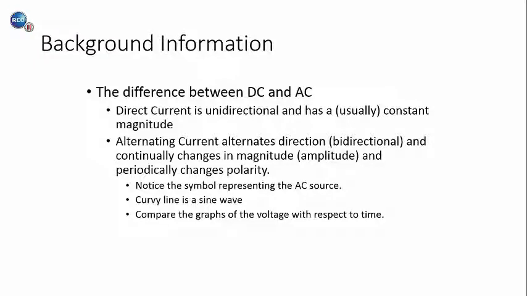Alternating current, on the other hand, alternates directions. It is bidirectional, and it continually changes magnitude. It's very rarely ever constant, and it periodically changes in polarity, which again is just another way of saying that it's bidirectional. So sometimes the electrons are flowing in one direction through the circuit, and sometimes they're flowing the opposite direction through the circuit. And they'll flow in both directions. And so that's the difference between DC and AC.